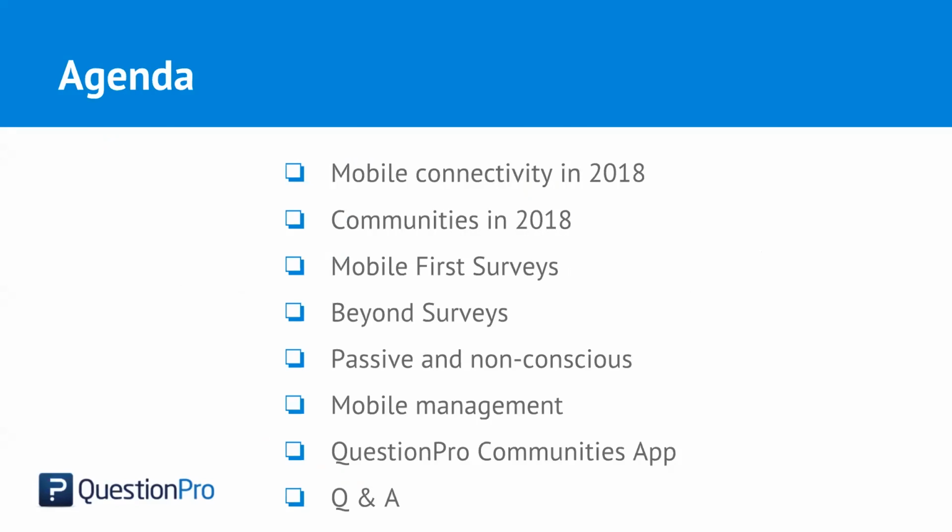Here's the agenda that I'm going to run through today. A little bit about the context, because if we want to think about the future and where we're going and what is possible, we need to know what sort of environment we're working in. Then, where are communities in 2018? And then we start to bring that together. So what does mobile first mean? What have we gained? What have we lost? Where are we going? What about going beyond just surveys? What about passive and non-conscious? And then if we're going to have online communities, we need to think about the mobile management of those communities. And then I'm going to hand back to Dan.